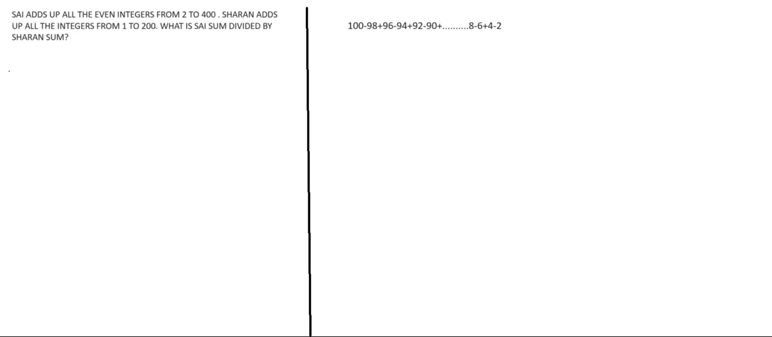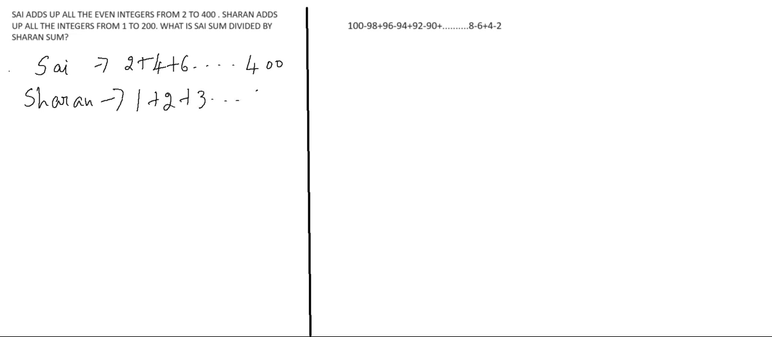Sai adds up all the even integers from 2 to 400: 2 plus 4 plus 6, like that he is going to add till 400. Sharan adds up all the integers from 1 to 200. So Sharan is going to add all the numbers from 1, 2, 3 till 200. Now the question asks: what is the value of Sai's sum divided by the value of Sharan's sum?